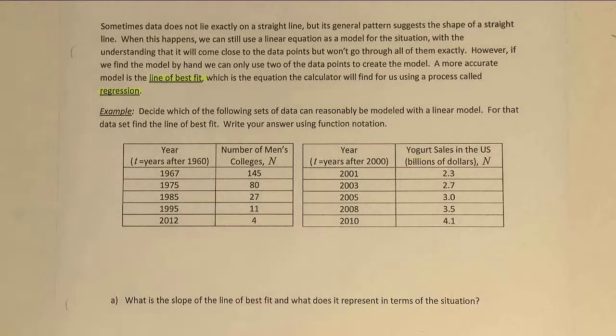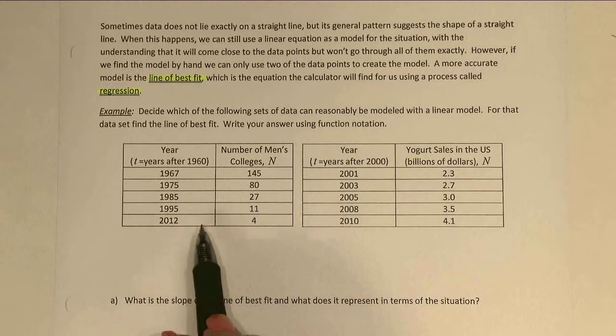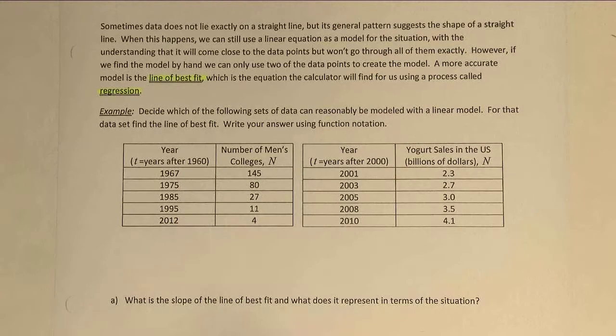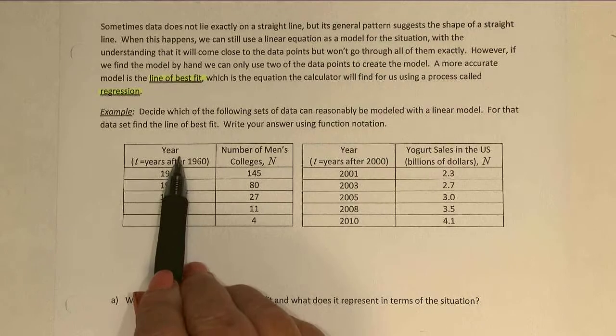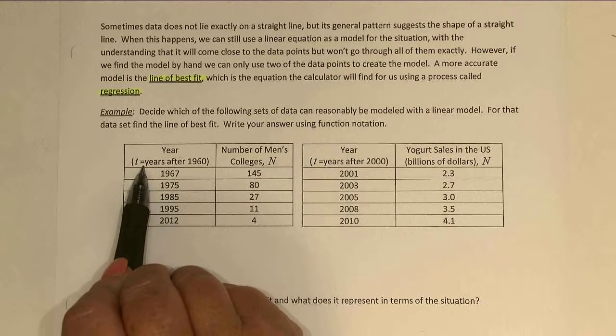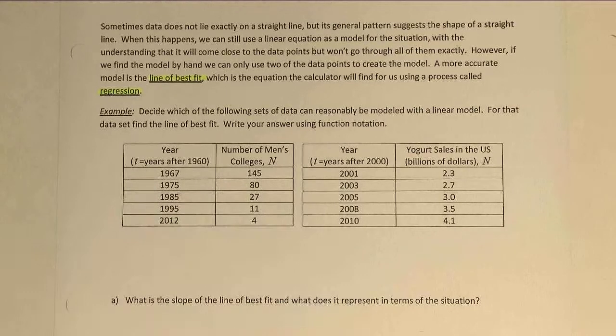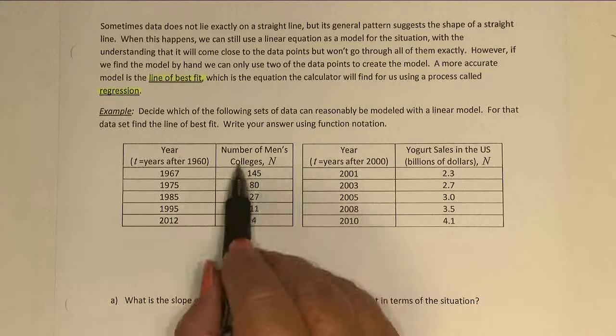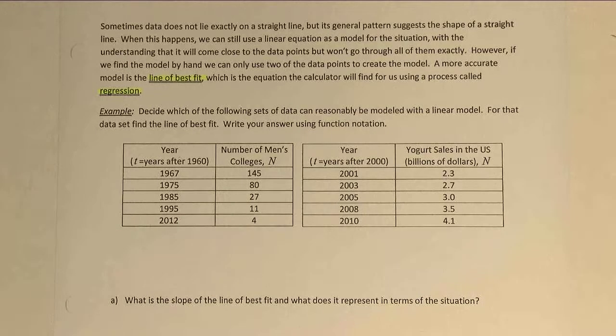In order to practice this, in the example, we're going to look at 2 sets of data. The first one gives us basically the year, and we're going to want to notice that our t-value will not be the year itself, but the number of years after 1960, and then the number of all men's colleges during that year. I'd like to start by examining that data to decide whether or not it seems like it's approximately linear.